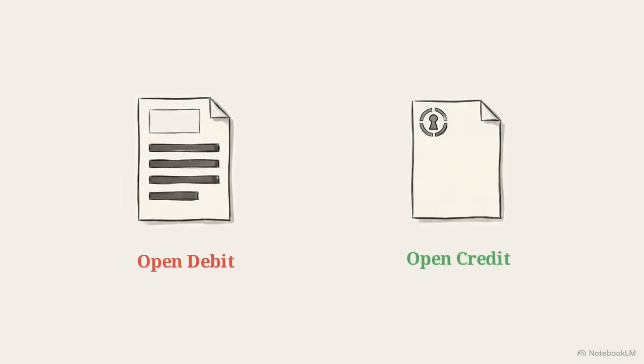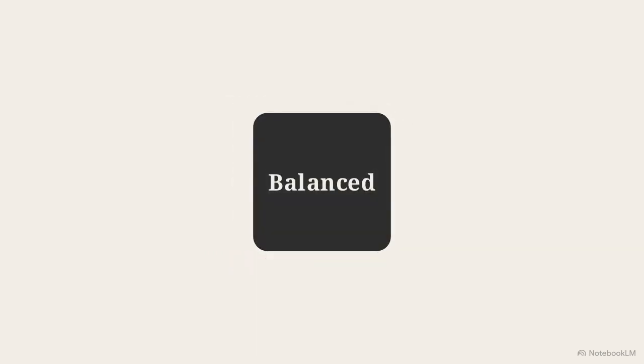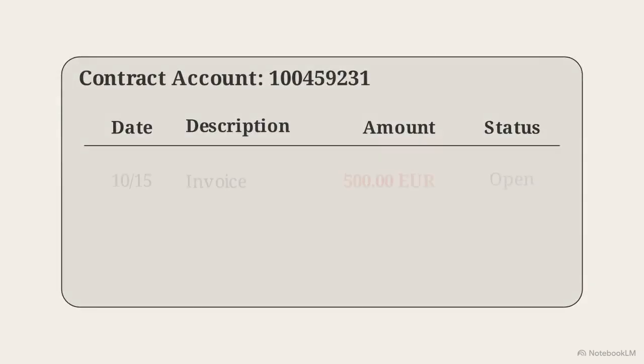You never want to bill a customer for money they have already provided. In SAP, we use account maintenance to prevent this by offsetting a credit balance against an open debit balance. Look at this contract account.